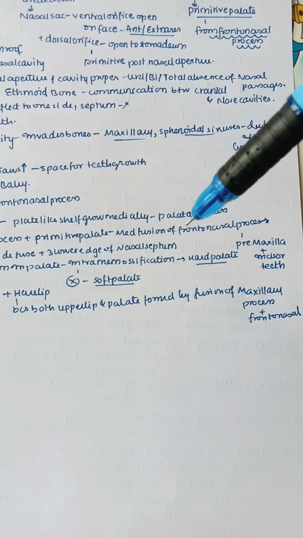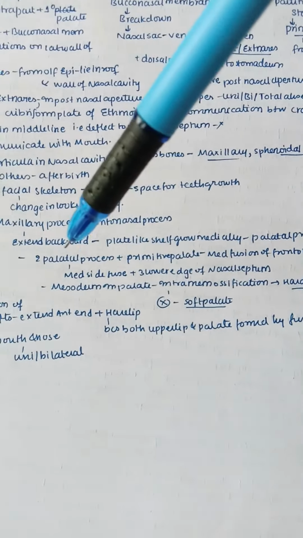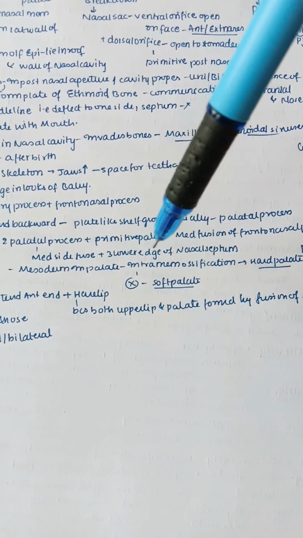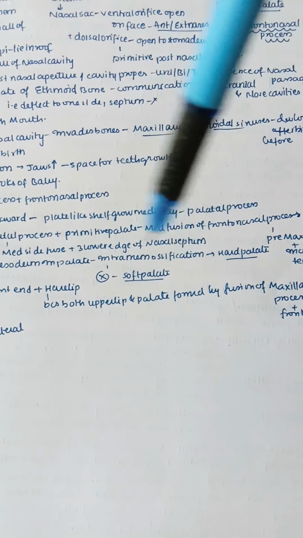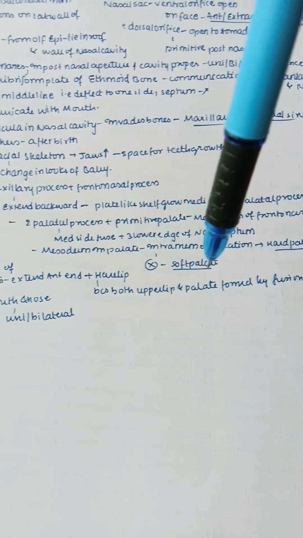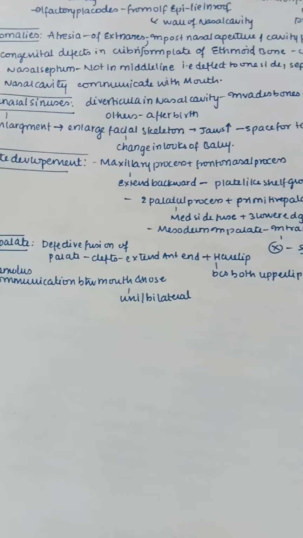So medial fusion of the frontonasal process forms the premaxilla, which also contains some incisor teeth. And the medial sides of the two palatine processes fuse with the free lower edge of the nasal septum. And the mesoderm in the palate undergoes intramembranous ossification to form the hard palate. If it doesn't, then it forms a soft palate in the posterior part, which forms a uvula. And cleft palate. So this is an anomaly like cleft palate.